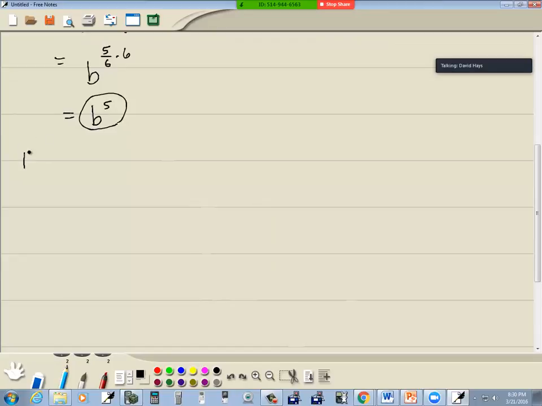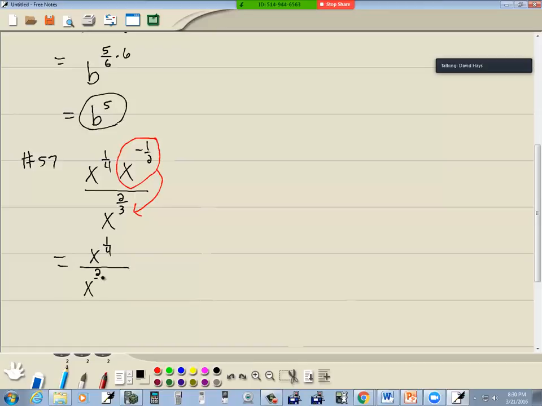Number 57. We got x to the 1/4, x to the negative 1/2, and then we got x to the 2/3. And I might have enough room. First thing I notice is I have a negative exponent. Never want negative exponents. So I'll take this down below. So we're going to have x to the 1/4 over x to the 2/3 times x to the 1/2.